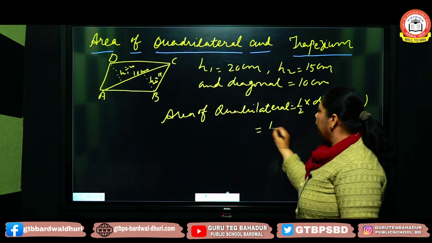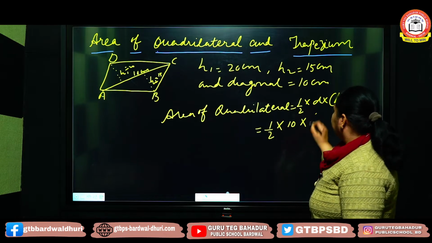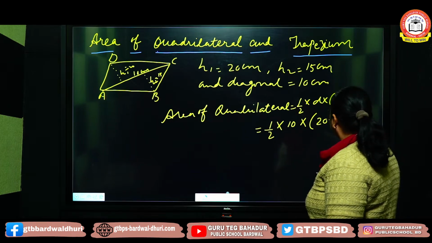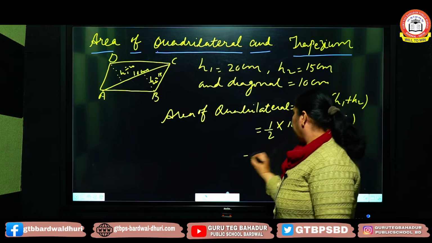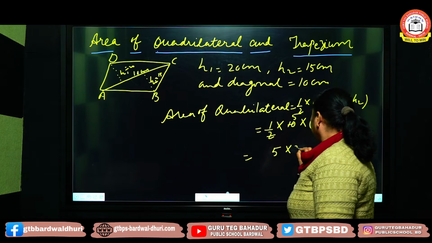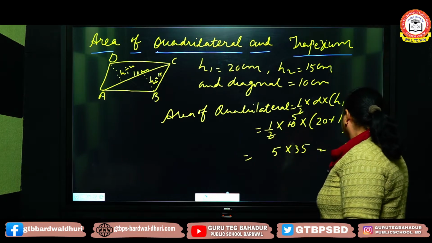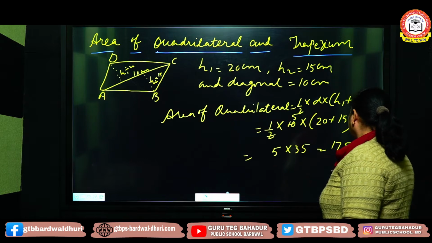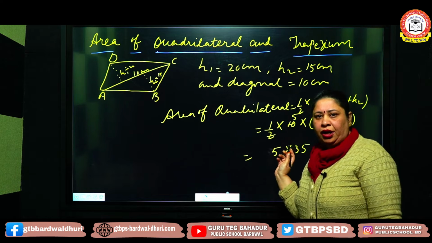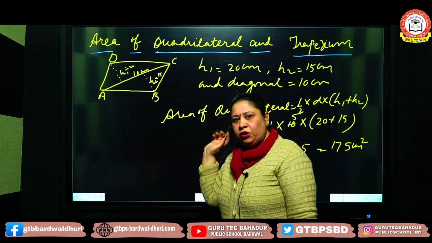So substitute the values. What is the diagonal? The diagonal is 10 and the perpendiculars are 20 and 15. Now reduce it, it will become 175 square centimeter. So this is the area of the quadrilateral. So it is a simple way. So if you forget, then divide into two triangles.